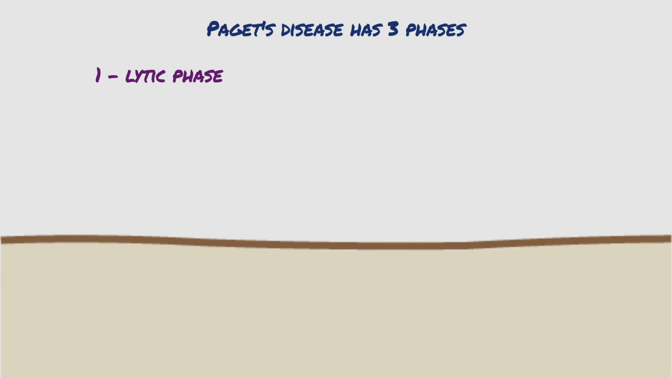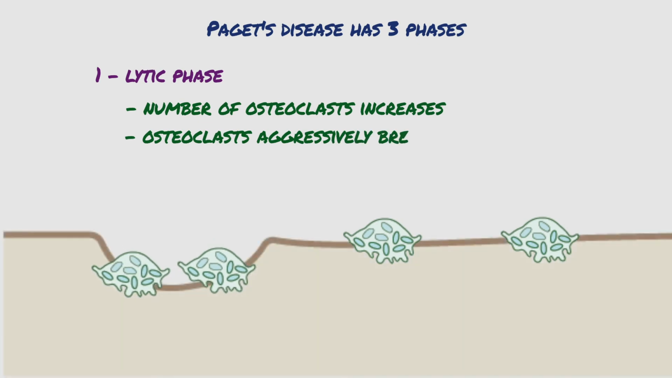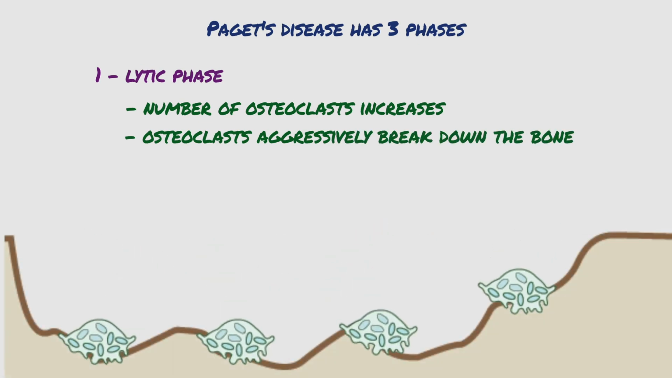Now, Paget's disease has three phases, and the first phase is the lytic phase. In the lytic phase, the number of osteoclasts increases, and also, osteoclasts at this phase are larger than normal osteoclasts and have more nuclei. And these osteoclasts aggressively break down the bone up to 20 times more than normal.